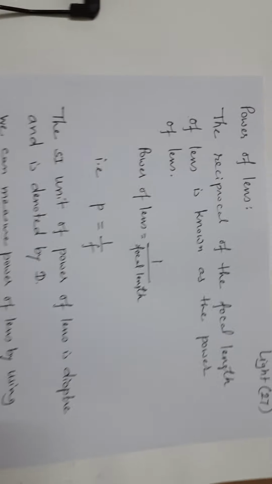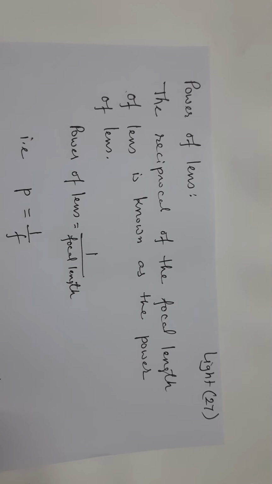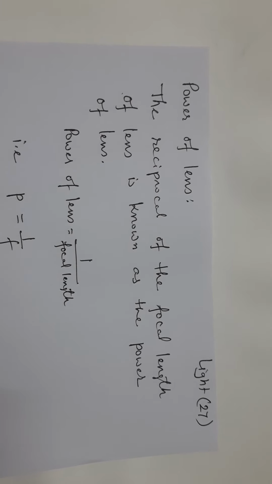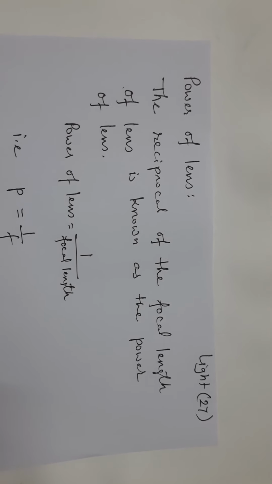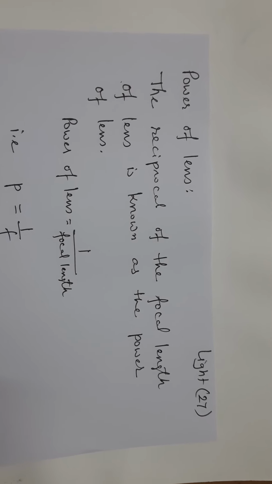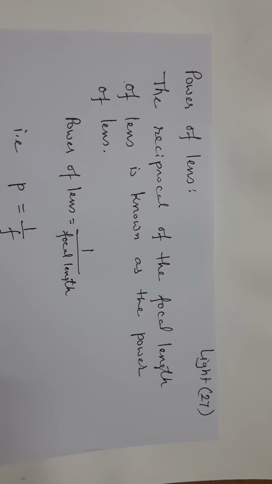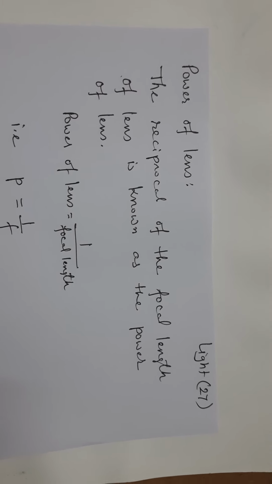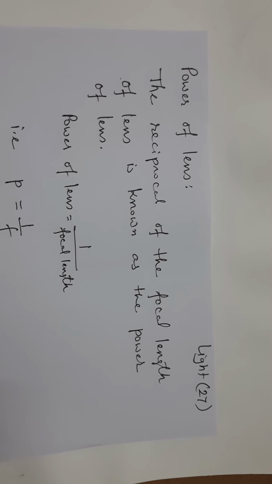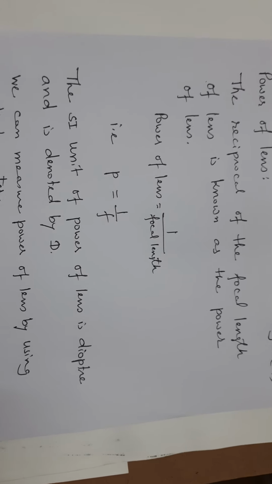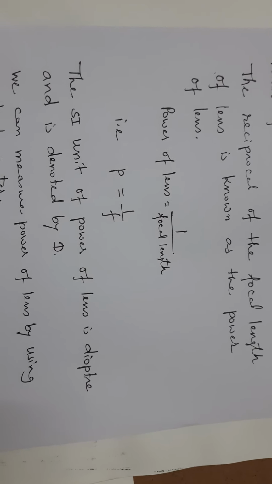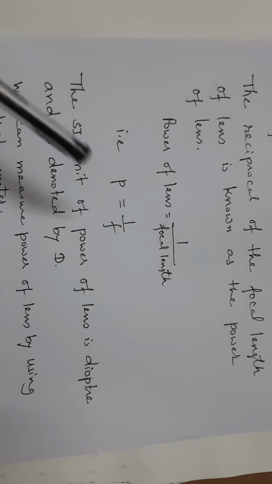Let's come to the final topic of the chapter, that is the power of a lens. Power of a lens is defined as the reciprocal of the focal length. The reciprocal of the focal length of a lens is known as the power of the lens. In other words, power P is equal to 1 upon f. Now just imagine what may be the unit of power.